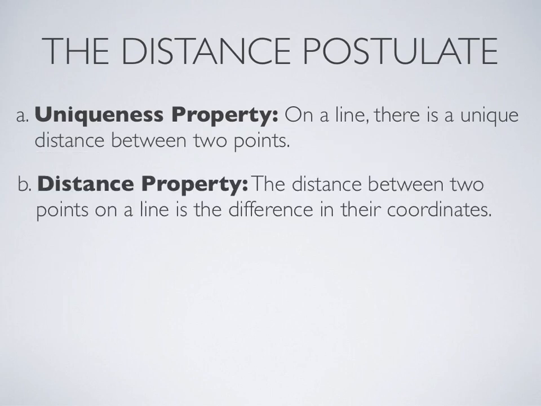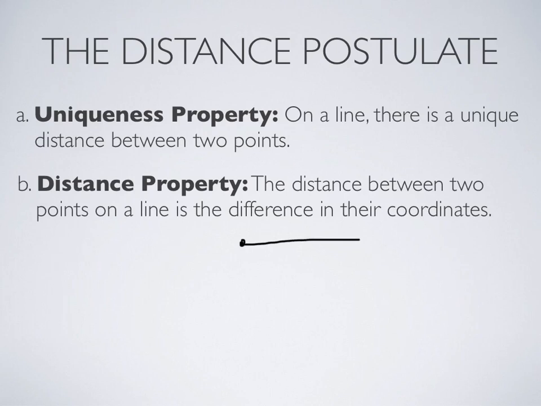The distance property says that the way to find the distance between 2 points is to subtract their coordinates. And one of the properties that we talked about on Friday with Euclidean geometry is that I can turn any line into a number line.